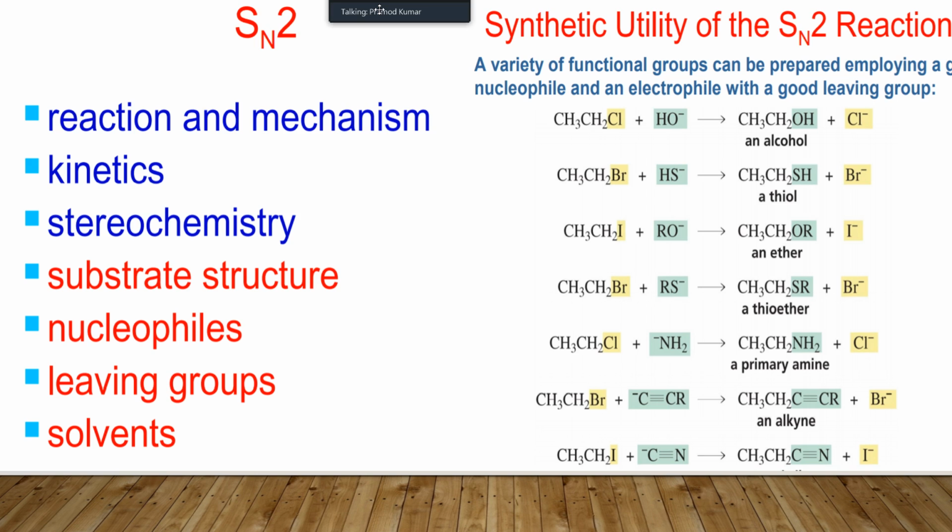With an NH2 ion, you get a primary amine. If you treat it with the acetylenic ion, you get an acetylene linkage, and if you treat it with cyanide ion, you get the corresponding cyano compound as the substitution product. So these are some examples of nucleophilic substitution reaction.